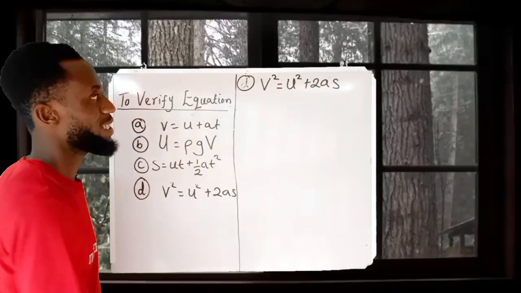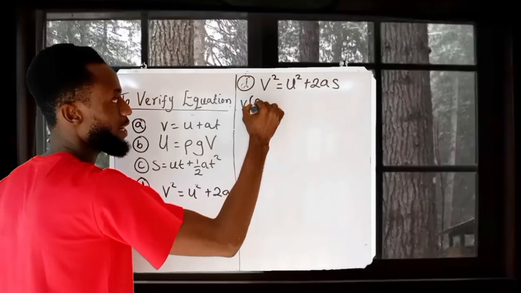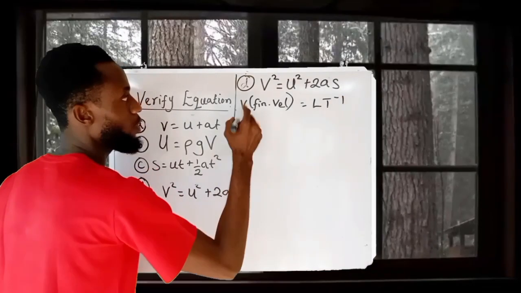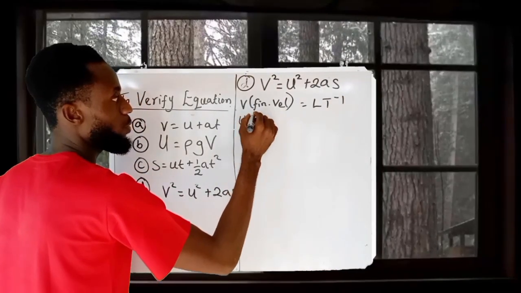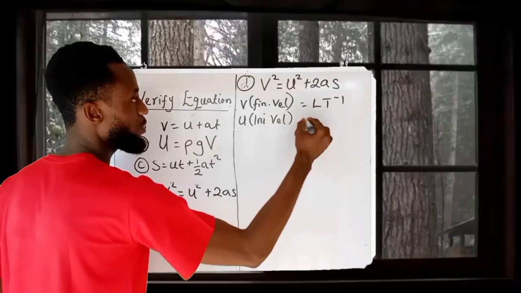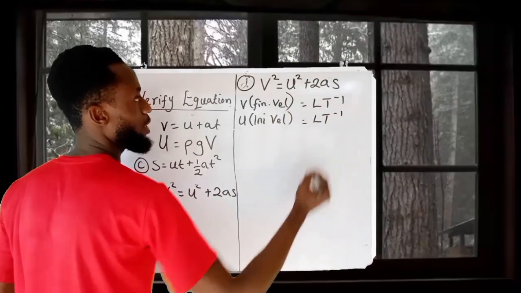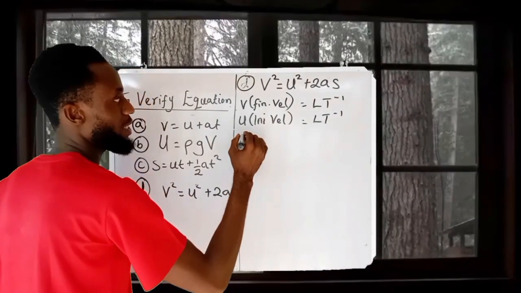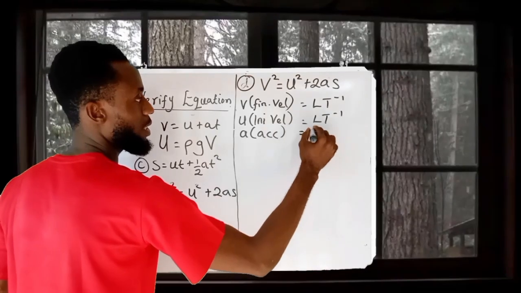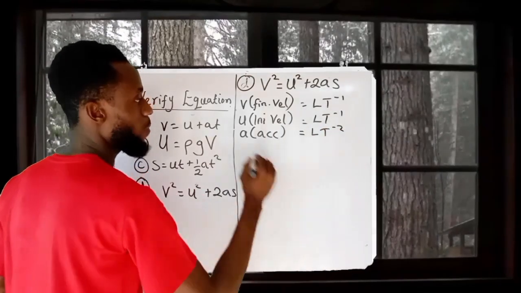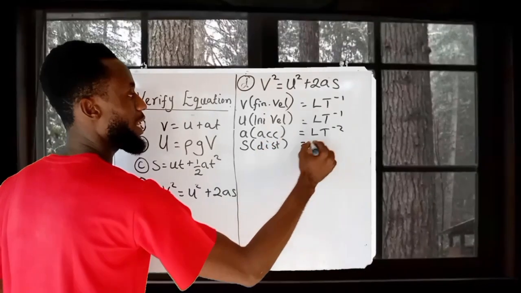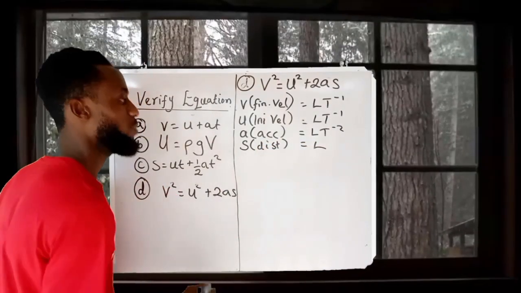So without wasting our time, we already know v means final velocity, so that's LT minus 1. We already know u means initial velocity, it is still the normal dimension for velocity, LT minus 1 also. We know that a is acceleration, and that's LT minus 2, and we know that s is distance, that's just normal L. So let's manipulate and see.